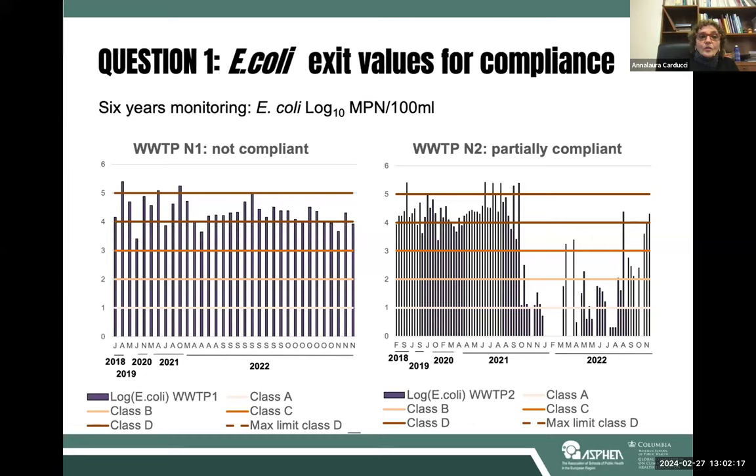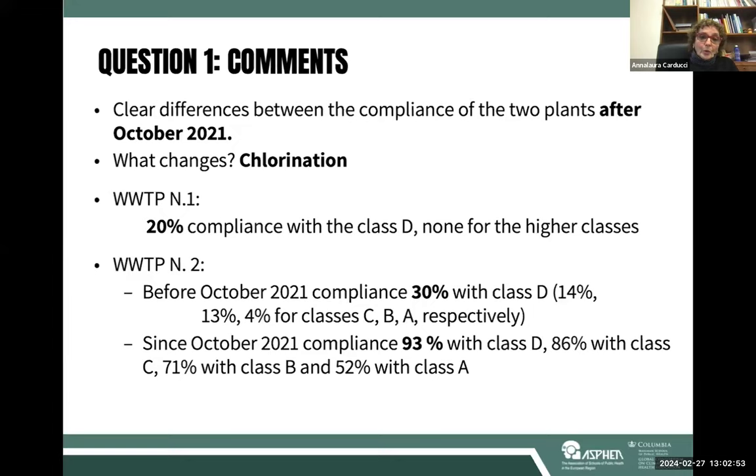We see that for plant one, almost all samples were not compliant with class D. For plant two, we see a clear difference between before and after October 2021. The reason is that for this second plant, after that date, there was a chlorination. So after October 2021, the compliance was 93% for class D and 52% for class A. So it's simple: chlorination is important, disinfection is important.